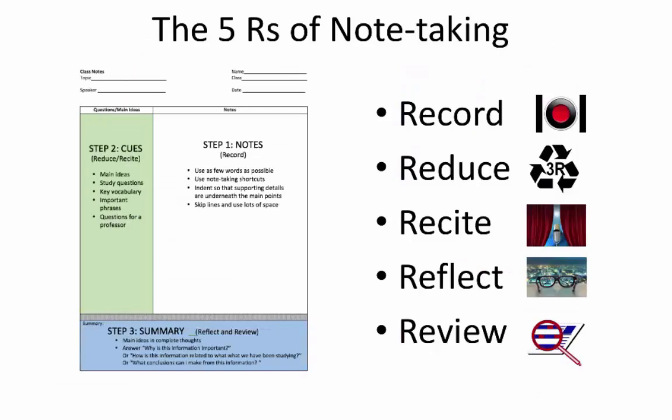Reviewing the 5 R's of note-taking. Step 1, record your notes. Step 2, reduce those notes into cues: the main ideas, study questions, vocabulary. And once you have those cues, recite the notes as well as you can without looking. See how much you can remember. The third step is the summary, where you're reflecting, thinking about the information, and reviewing it once again.